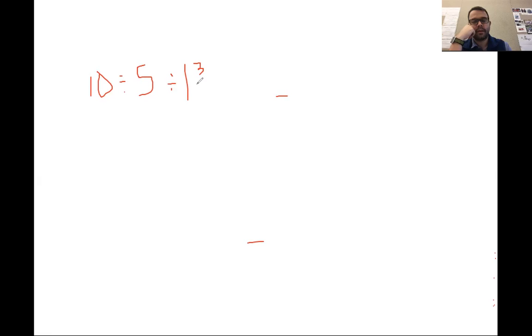This is an exponent up here. So to evaluate that, that represents 1 times 1 times 1. And that means that 1 times 1 is 1 times 1 is 1. And then I do 10 divided by 5, which is 2. 2 divided by 1 is 2.